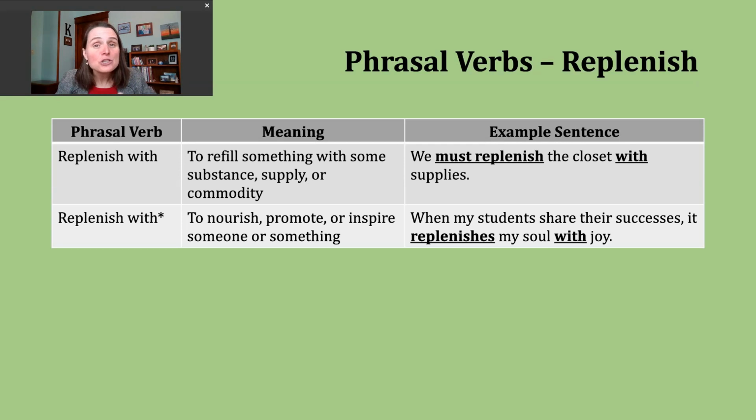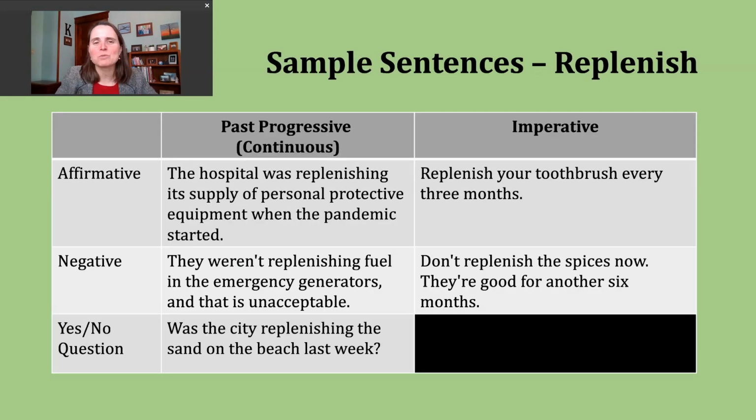What you might notice from both of my examples here is that we tend to separate our verb and our particle, the word with. So you're usually going to see something come between, right? And that is the thing that is being refilled, or the thing that is being nourished or promoted. Okay. Now let's move on and do a little more verb tense practice.